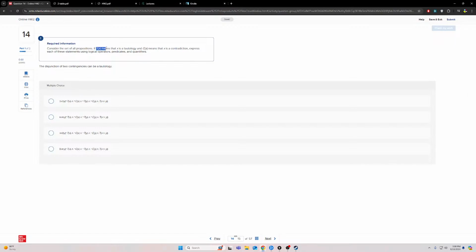Consider all propositions, if T means x is a tautology. So if it's using T, then they're all true. If it's using C, then they're all false. So T is always true, C is always false. For some x and some y, I'm assuming we assume that y and x are in the same domain, which would be that y is a tautology, y is a contradiction for those same things. I assume that.